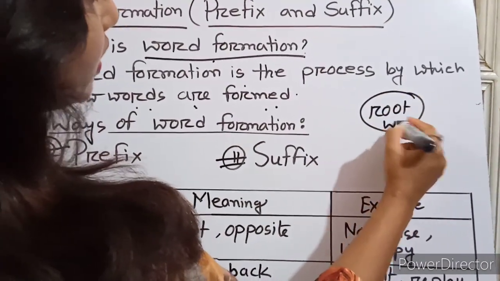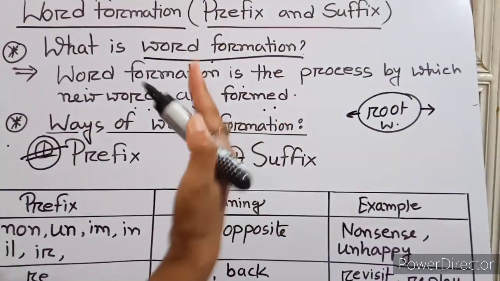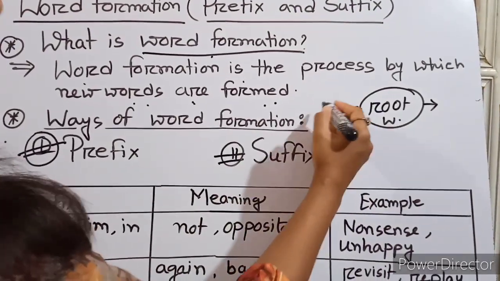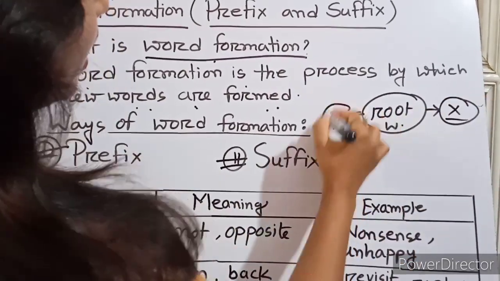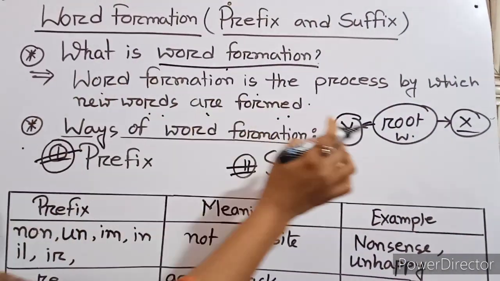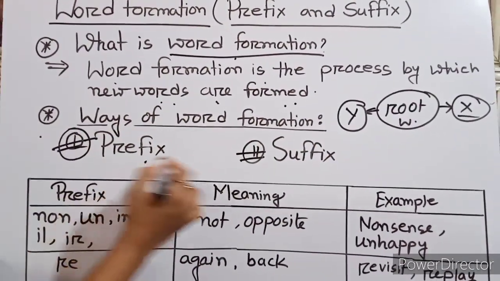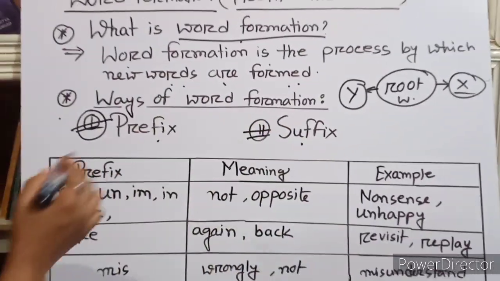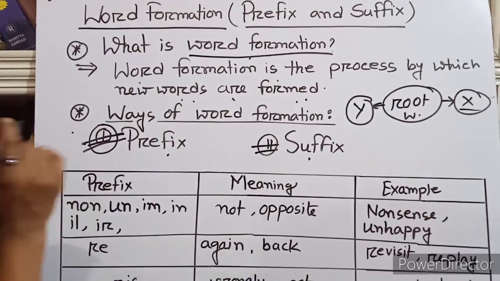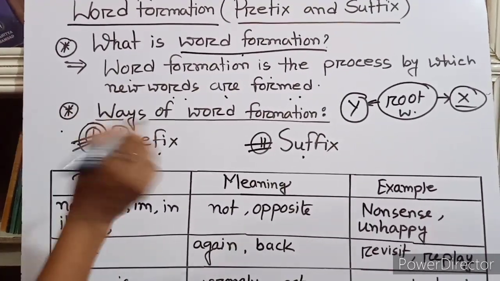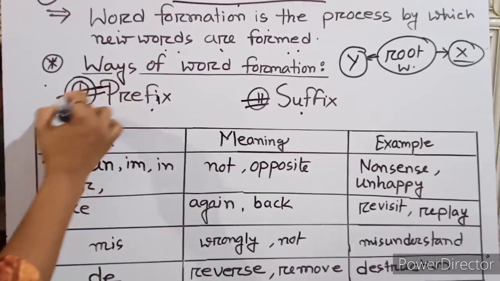And suppose this is your root word, and if you want to form a new word, in that case you can use some syllable before the main word or after the word. Okay, so in this way we can find two ways of word formation. One is prefix and the next one is suffix. Dear students, I know you have enough idea about syllable, because syllable plays a very important role when I'm going to describe this prefix.